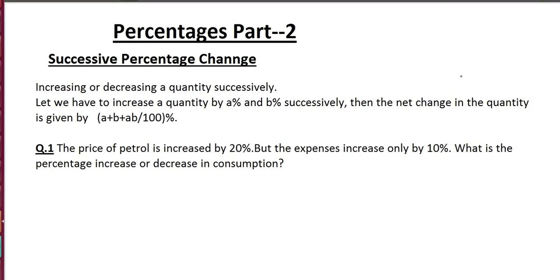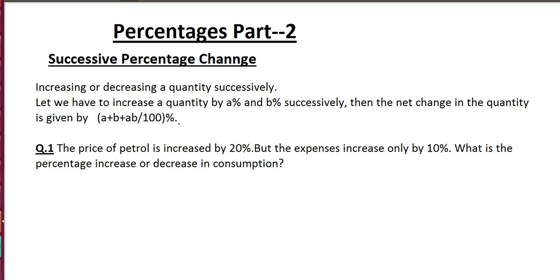Hello friends, today we'll see questions based on percentage part 2. In this lecture we'll see the concept called successive percentage change. This is nothing but increasing or decreasing a quantity successively. For example, let's say we have to increase a quantity by A% and B% successively. Then the net change in the quantity is given by A plus B plus AB by 100%.